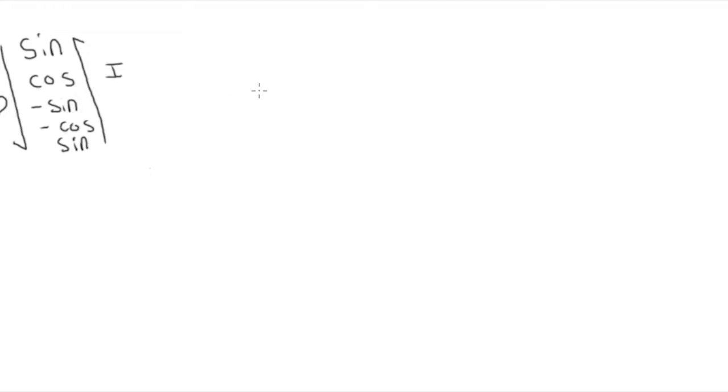So as a quick example, I'll do y is 2 sine x. Now if I want to differentiate that, dy by dx, so I know that sine goes to cos, so it's 2 cos x.